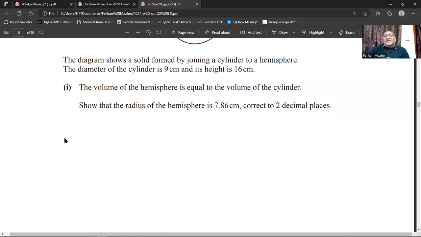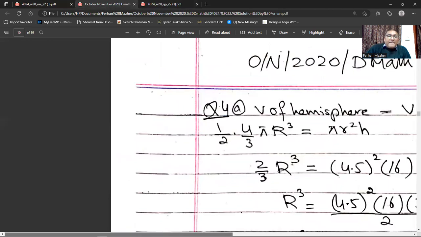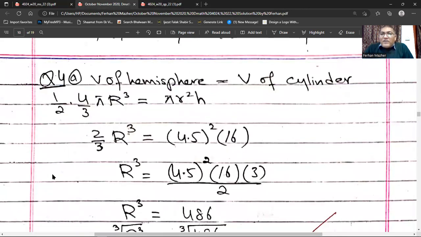It's A. The condition they have given is that the volume of the hemisphere is equals to the volume of the cylinder. The formula for the volume of the hemisphere is 1 by 2 into 4 by 3 pi r cube, and the volume of cylinder is pi r square h. The radius for the hemisphere is capital R, radius for the cylinder is small r. Okay, so it will be 2 by 3 capital R cube. Pi is cancelled from both the sides, and the radius of the cylinder is 4.5, so it's square into 16.